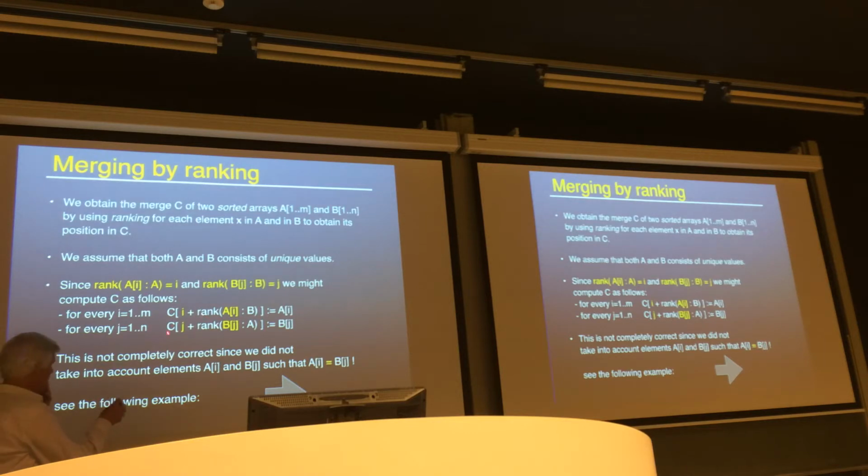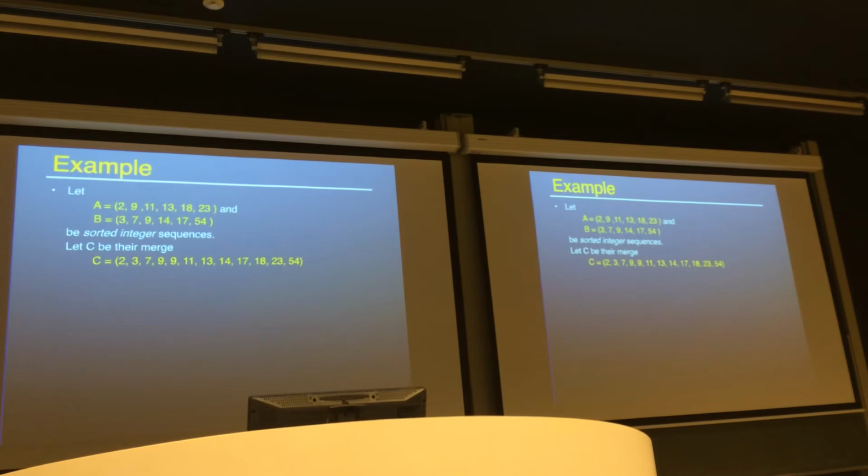There is one error we could make, and that happens in the case that although each of these arrays might contain unique elements, they might have an overlap. If A_i equals B_j, then we make a mistake. Let's look at the following example. Suppose that I give you the following sequences, A and B, and these are clearly sorted, and we would like to find their merge. Here I have their merge.